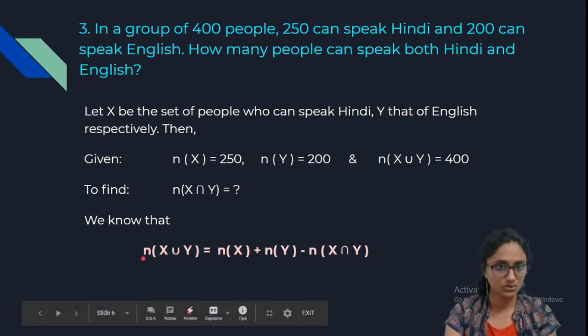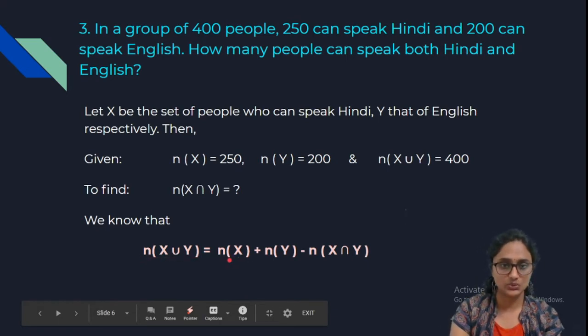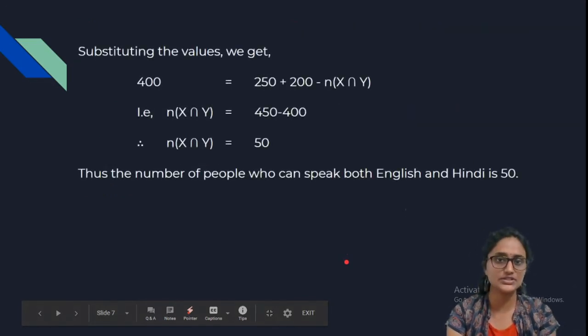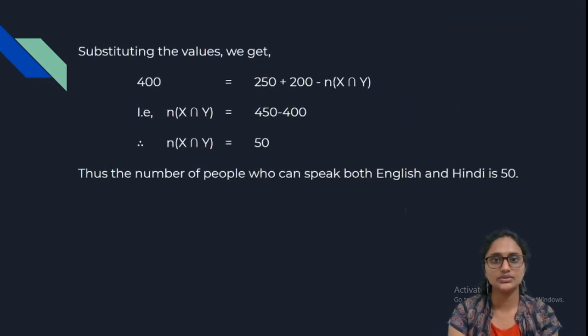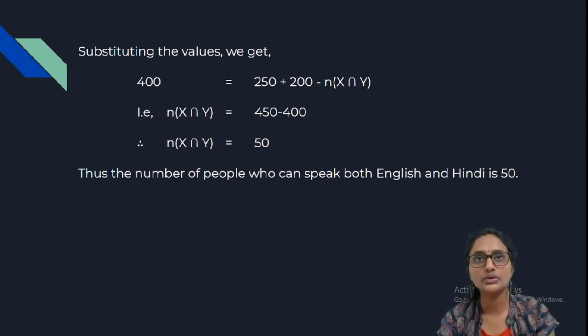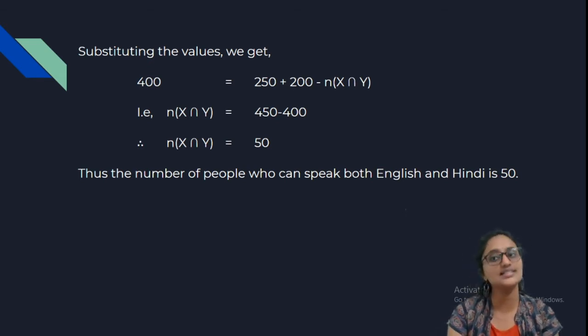So we already know n of X union Y is equal to n of X plus n of Y minus n of X intersection Y. So substituting the values, we get 400 equal to 250 plus 200 minus n of X intersection Y. That is, the number of elements in X intersection Y is equal to 50. Thus the number of people who can speak both English and Hindi is 50. Moving on to the next problem.